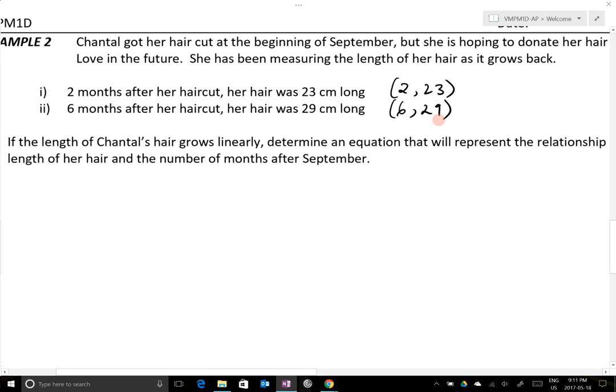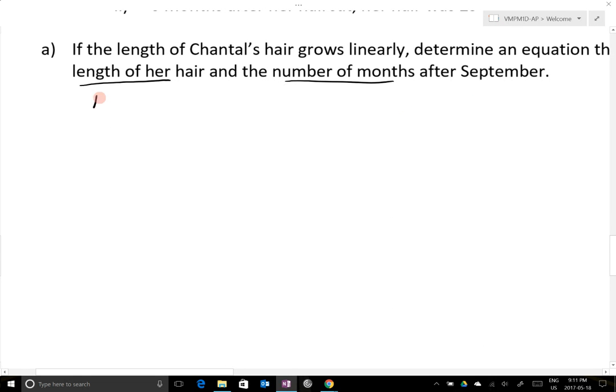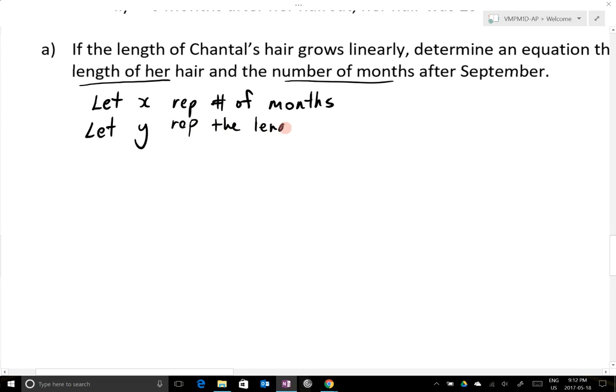Okay. So A, if the length of Chantal's hair grows linearly, meaning as a line, determine an equation that will represent the relationship between the length of her hair and the number of months after September. So length of her hair and number of months. These are my two variables. So always make sure you create your let statement so you understand what variables we're using. So let x represent the number of months. Okay, and I'm going to let y represent the length of the hair. Okay, length of hair. And now I'm going to create my equation.